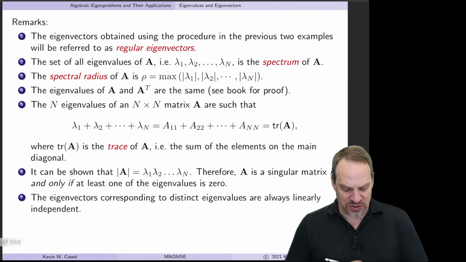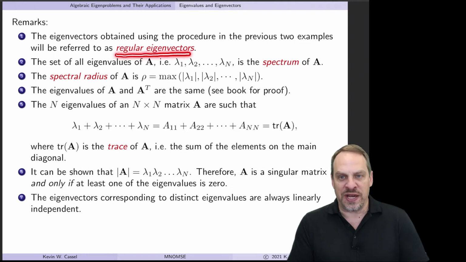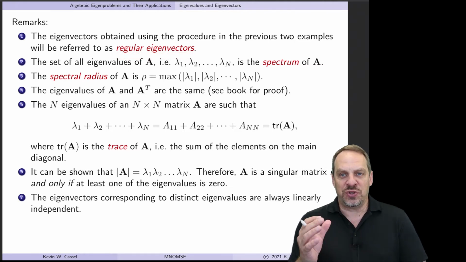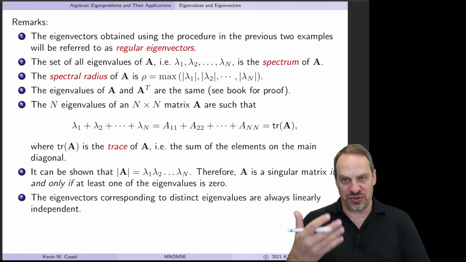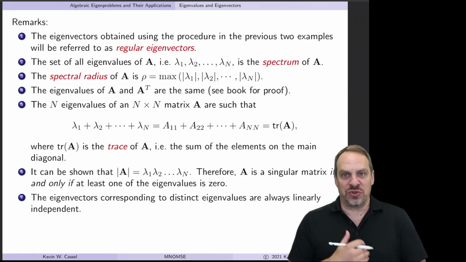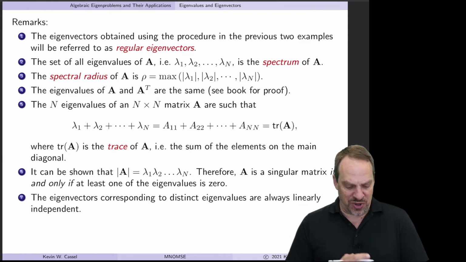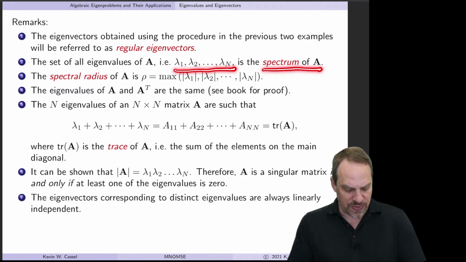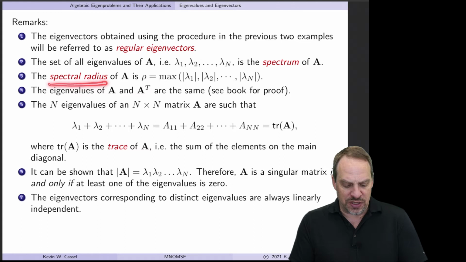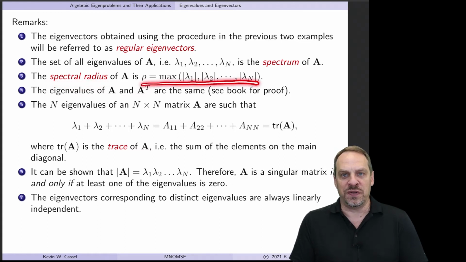Here are some remarks on eigenvalues and eigenvectors, some terminology. In the process that we've used in the last couple of examples, the results that we get are what are called regular eigenvectors. They're eigenvectors that have come out of the regular procedure. There are situations, as we'll discuss, when we do not get a full complement of eigenvectors, and we'll talk about what happens in that case. But the eigenvectors we get through this process are regular eigenvectors. The set of all of the eigenvalues is called the spectrum of A. And the spectral radius is the largest by magnitude of the eigenvalues.